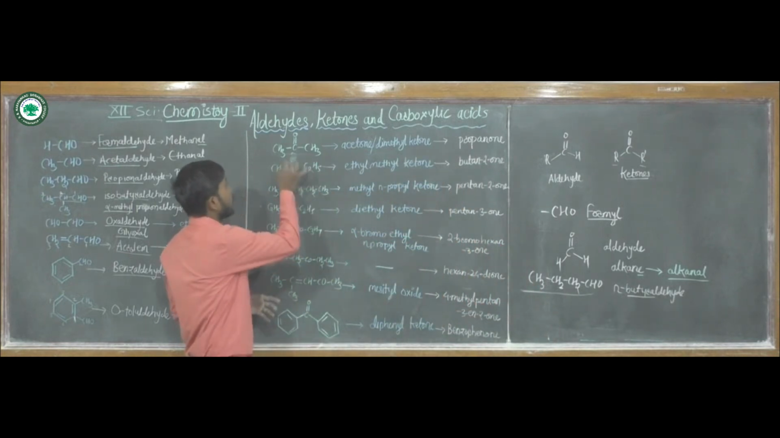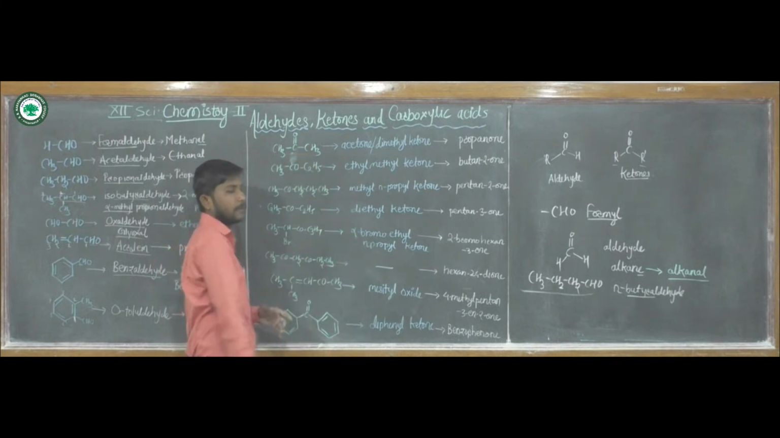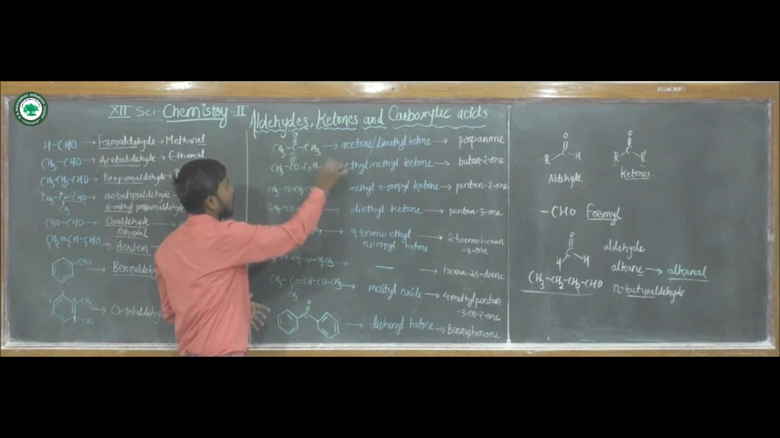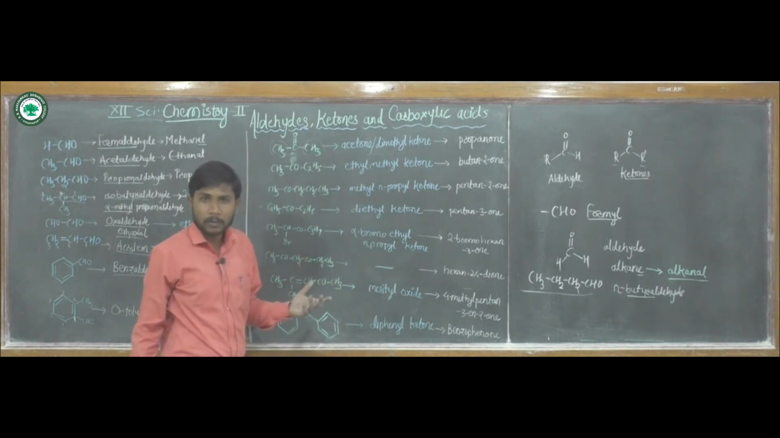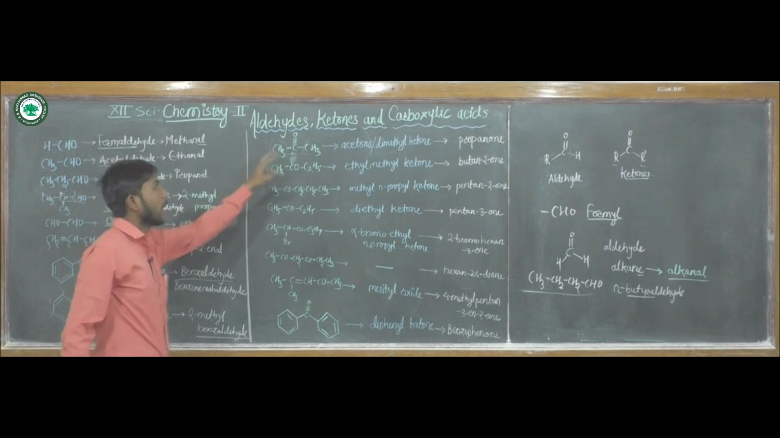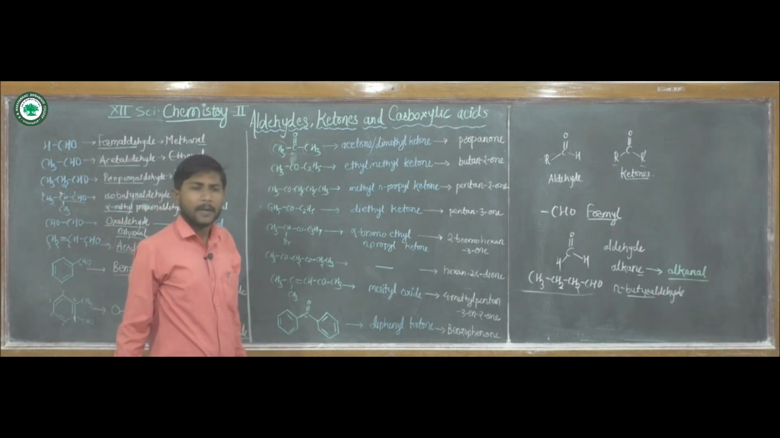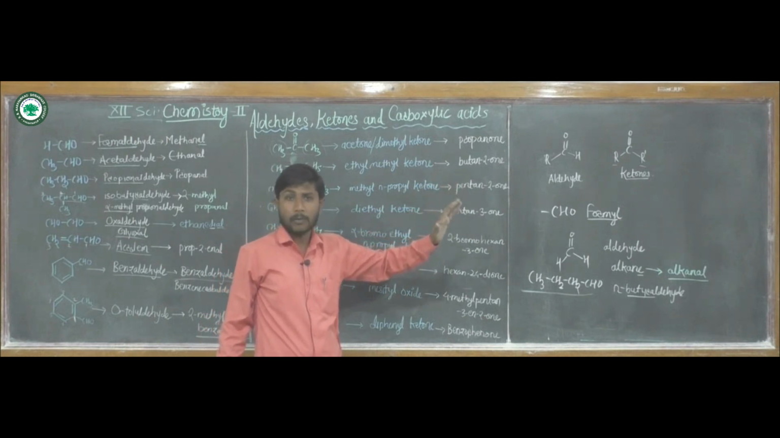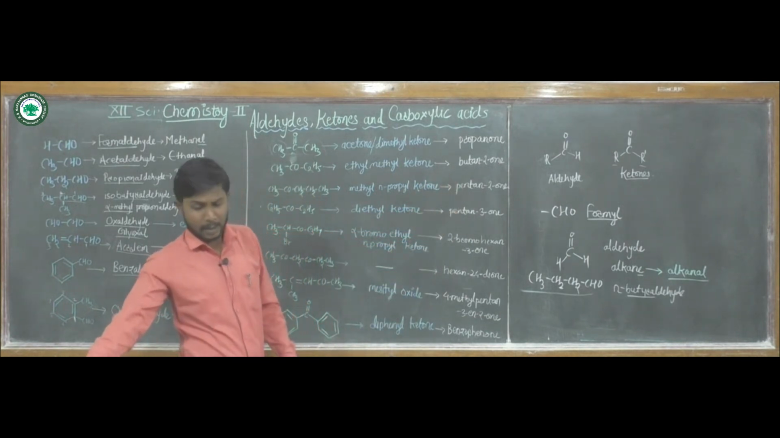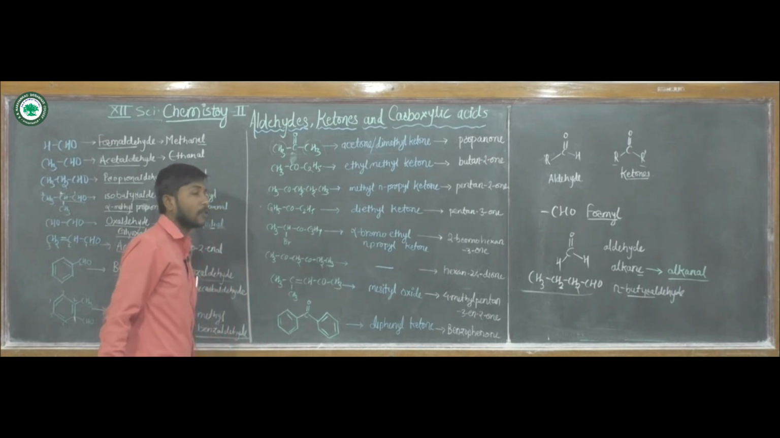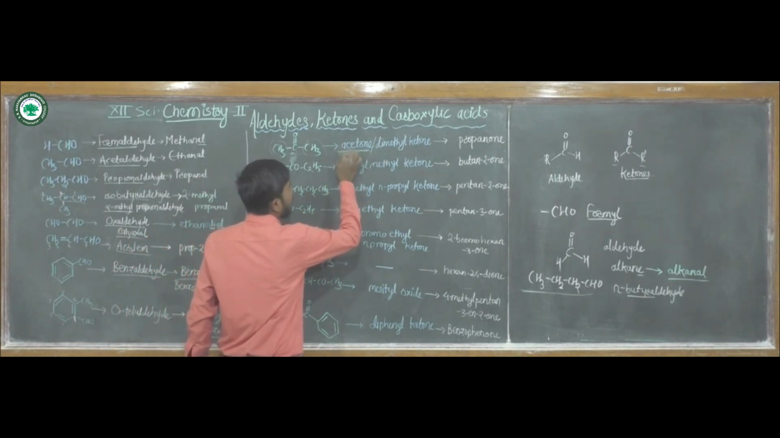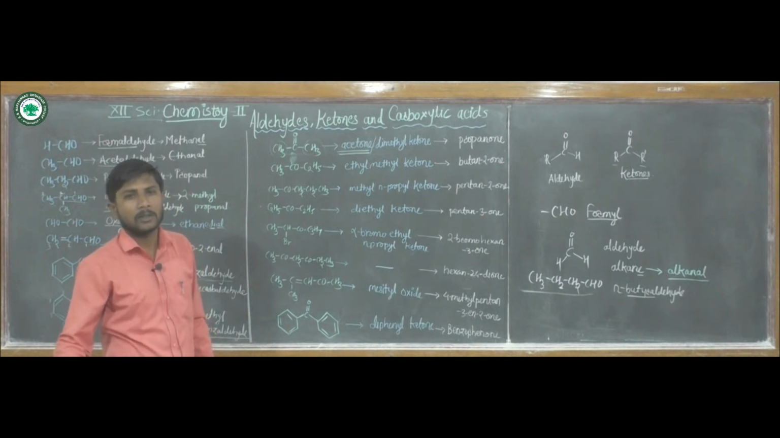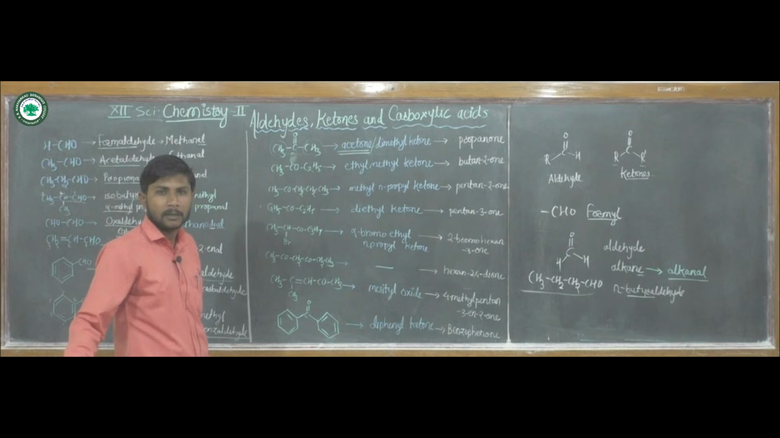Then the first example is CH3COCH3. Both the alkyl groups on the carbonyl carbon are the same. This is a simple ketone or symmetric ketone. Both the alkyl groups are methyl. That's why its common name is dimethyl ketone, but rather than dimethyl ketone, it is very well known by the name acetone. We are very familiar with this name, acetone. It is commercially used in cosmetics.